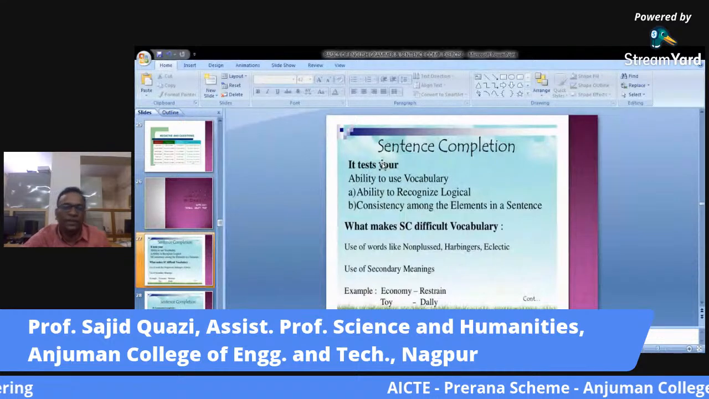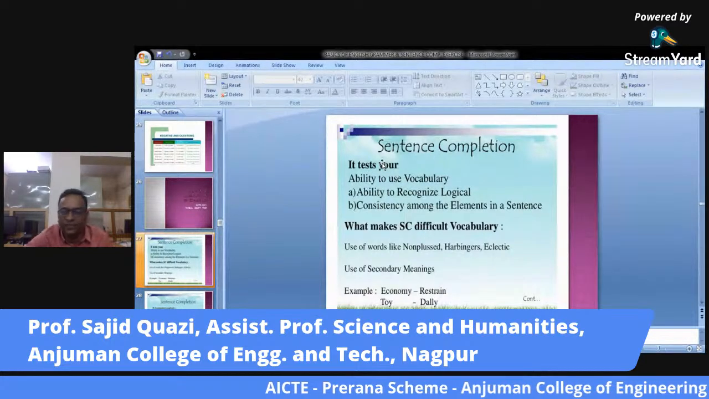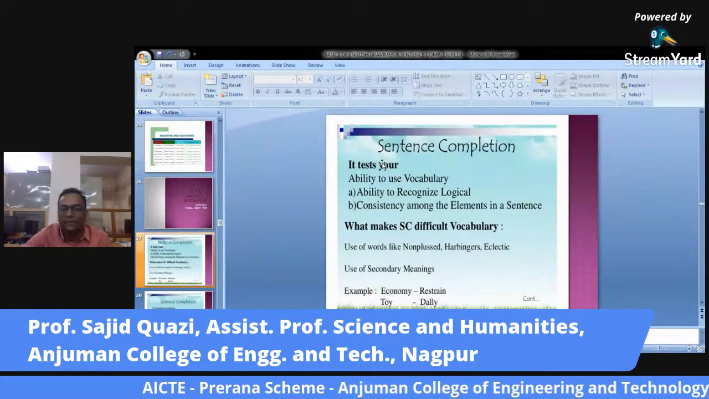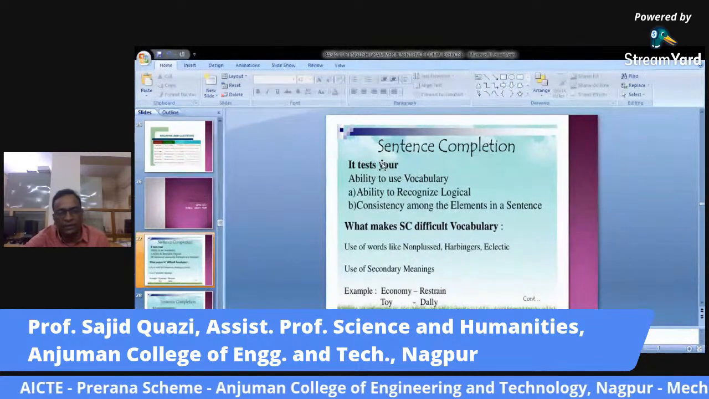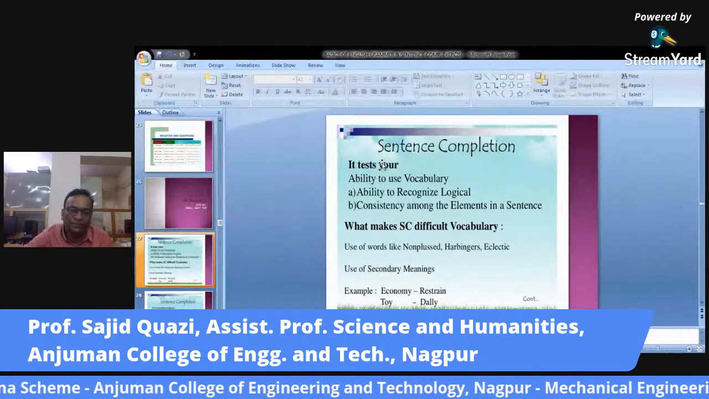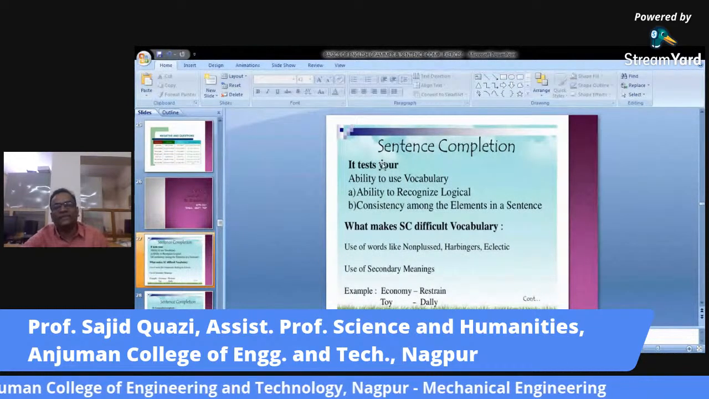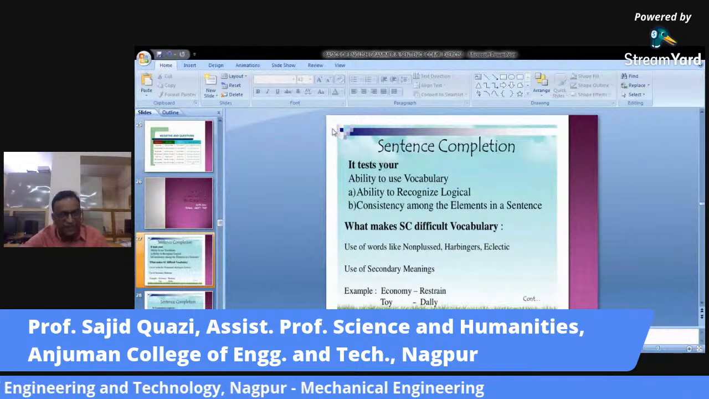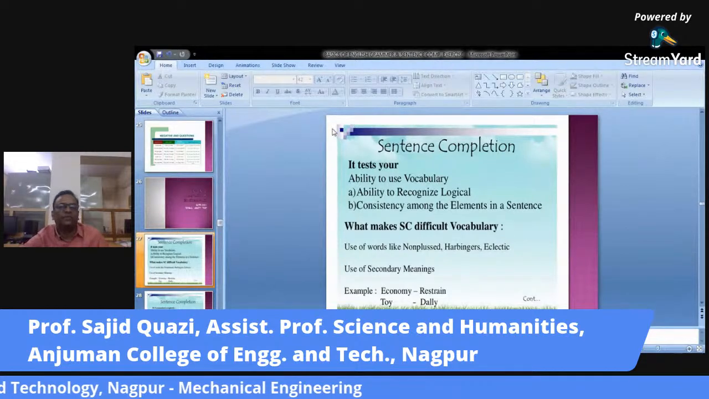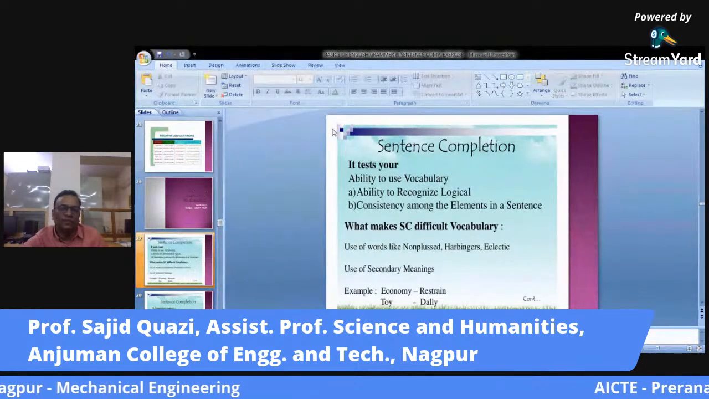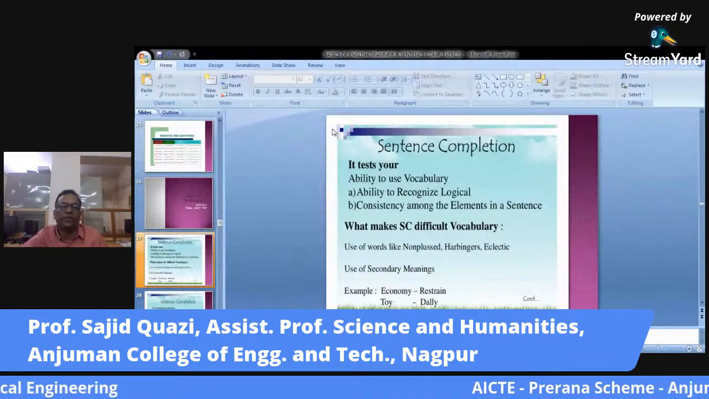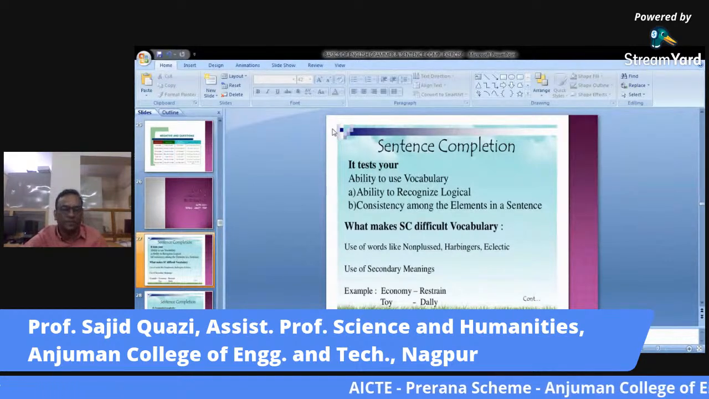Before knowing more examples of the sentence completion category, we will learn how it is solved. What is the purpose of sentence completion that is asked in the GATE examination verbal ability section? What is the purpose behind it? What does it test? It tests your ability to use vocabulary. Our vocabulary is very poor. We don't give too much importance to vocabulary.